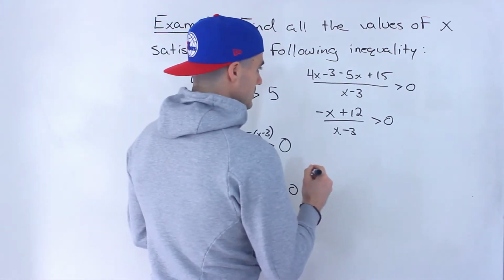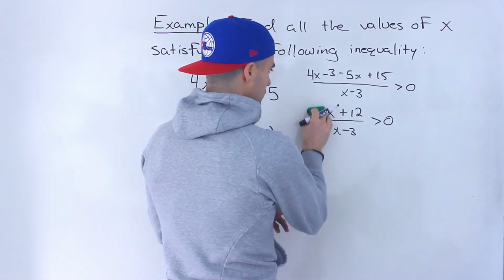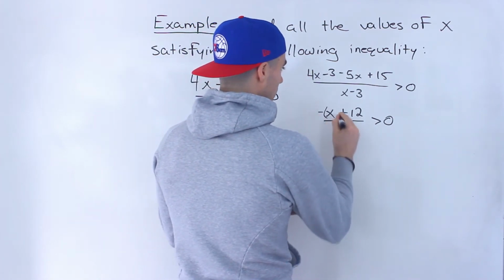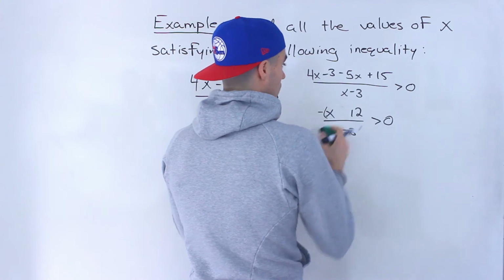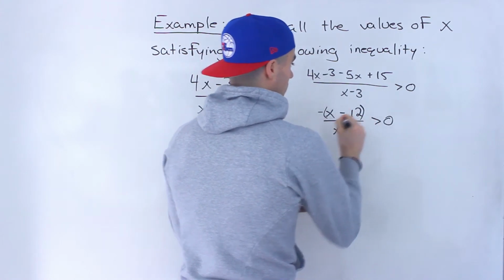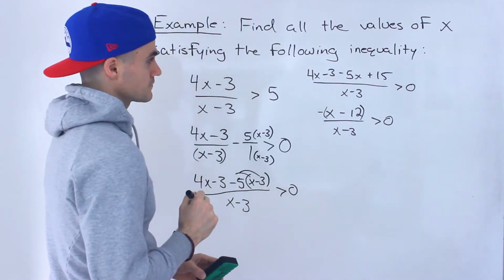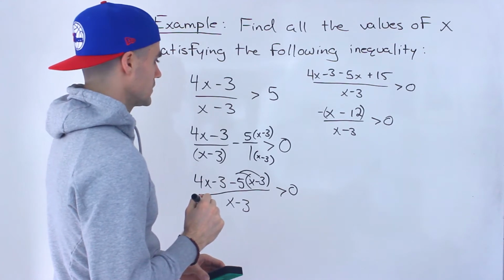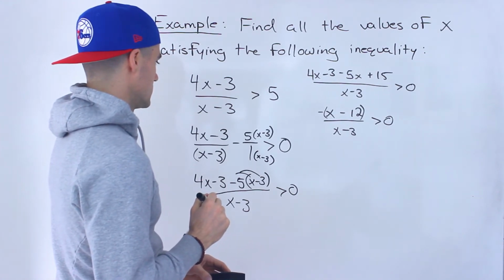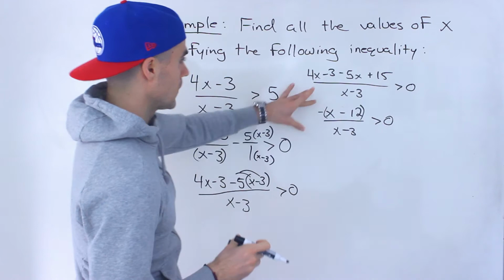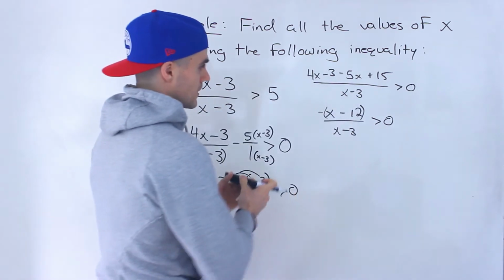So we could leave it like this. What I'm actually going to do is factor out this negative to make it look a little nicer. So we'd have an x - 12 up here, like that. Actually, another thing we could have done is write 12 - x up top, but it's okay, I'll just leave it like this.